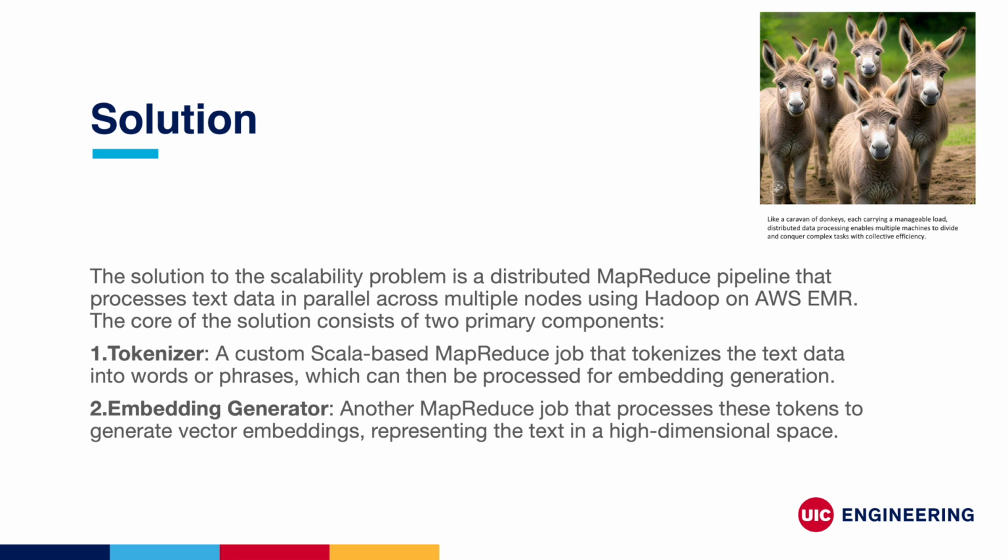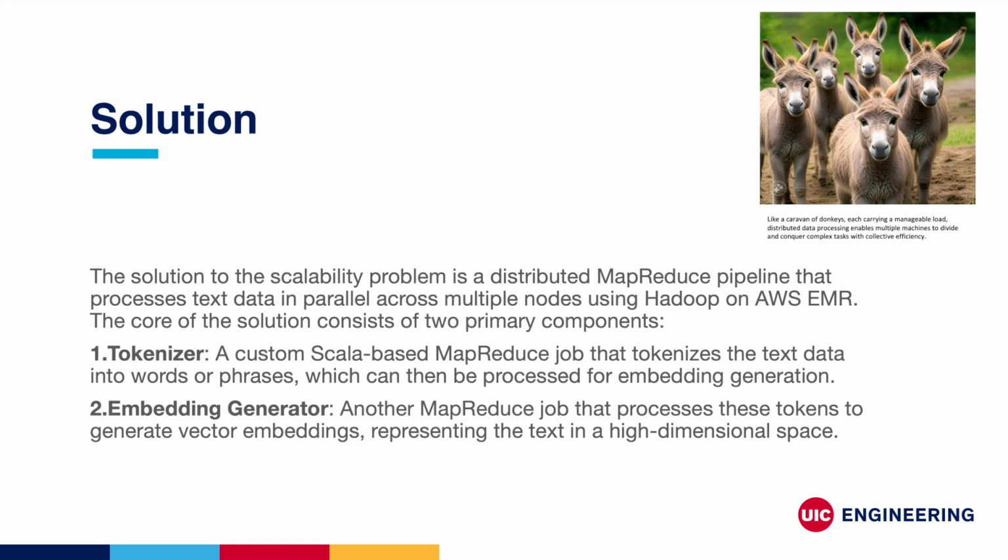The solution is to use distributed programming to solve this problem. We are using MapReduce, which is developed by Hadoop. We'll be using a MapReduce pipeline to process the data in a distributed and parallel fashion, and we'll be deploying our application on AWS EMR. I have an AI image which shows multiple donkeys dividing the load, which can be compared to distributed programming, where we split the input file into multiple MR programs and achieve our results faster.